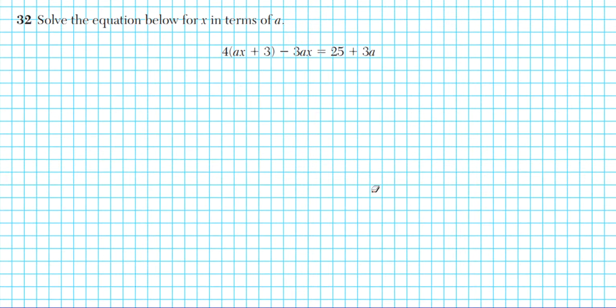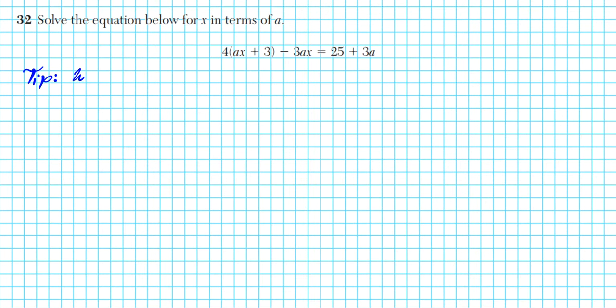Alright, let's take a look at question 32. It says solve the equation below for x in terms of a. One thing you want to keep in mind when solving a formula for a specified variable is as follows. Let's consider the following tip. It might not be directly applicable here, but there are problems on the Regents exam where you're asked to solve a formula for a specified variable.